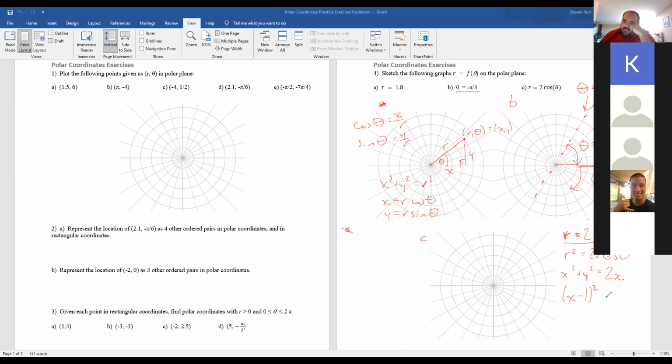But if you're not convinced of this, I would definitely review how I know this. But this circle is going to have this equation, (x minus 1) squared plus y squared equals 1. So that is one way to figure out where this circle is. So based on this equation, where's the center of this circle going to be? (1, 0). A radius 1 circle shifted to the right by 1 unit.